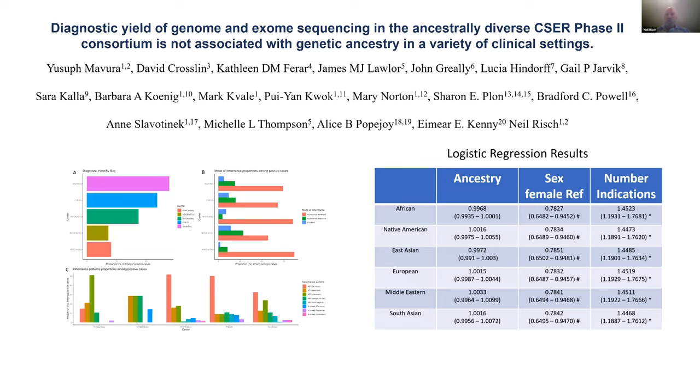But if you look at the logistic regression results in the table on the right, what you're going to see is that none of these are significant. None of the ancestry results for any of these ancestries were significant, but sex was, male sex with female as reference, so males were less affected. And on the number of indications, if you had more than one indication, it increased the probability you're going to get a genetic diagnosis.